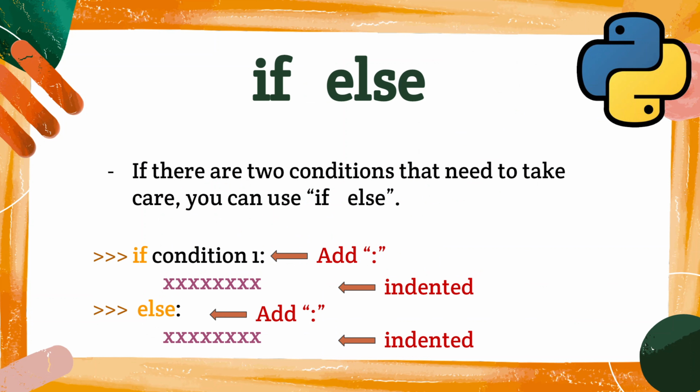That means if you have 2 conditions that need to be taken care of, you can use if it meets condition 1, it does something, else it does something else. Still, same rules apply. Add colon to if and else headers and make sure to put the codes in an indented block. However, else cannot be used alone. It should work with if condition.